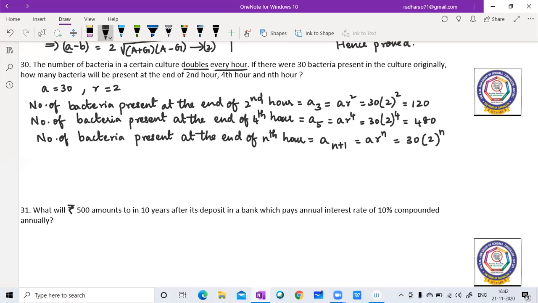So these are the numbers of bacteria present. 120 bacteria are present at the end of the second hour. 480 bacteria are present at the end of the fourth hour. And 30 into 2 power n bacteria are present at the end of the nth hour.